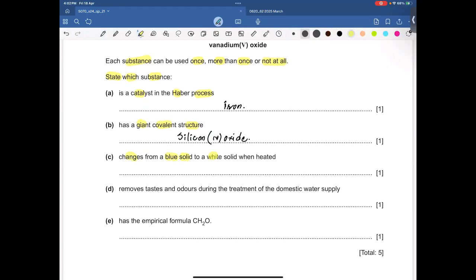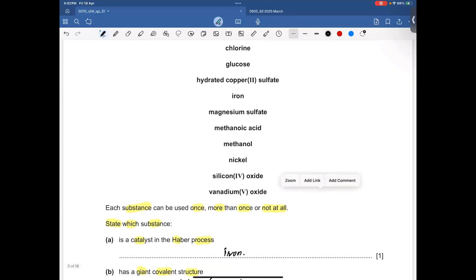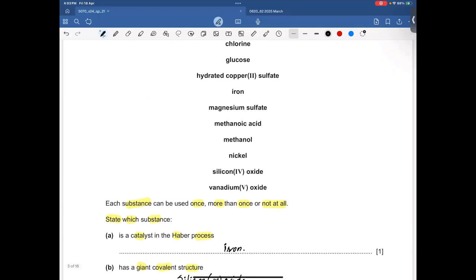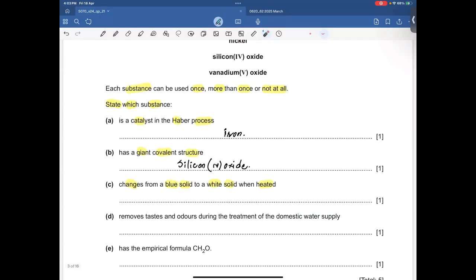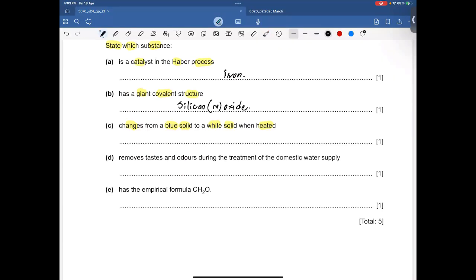Changes from blue solid to white solid when heated. Obviously water. Is there water here? No. It must be hydrated copper(II) sulfate then, because blue solid belongs to hydrated copper(II) sulfate. When you heat it, water of crystallization is lost, and as a result, you will get white solid. So hydrated copper(II) sulfate.